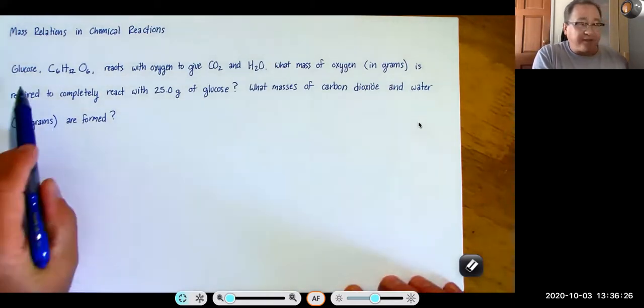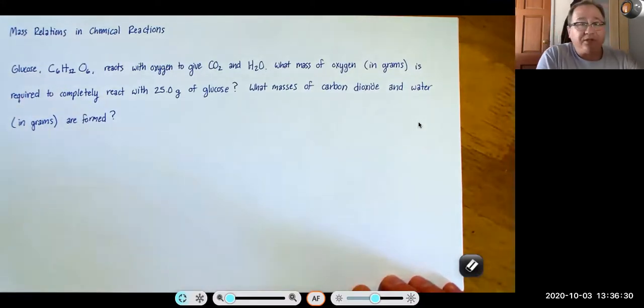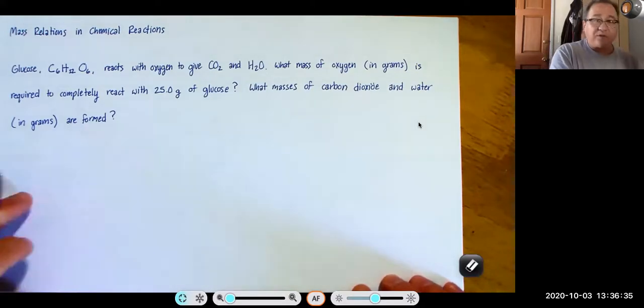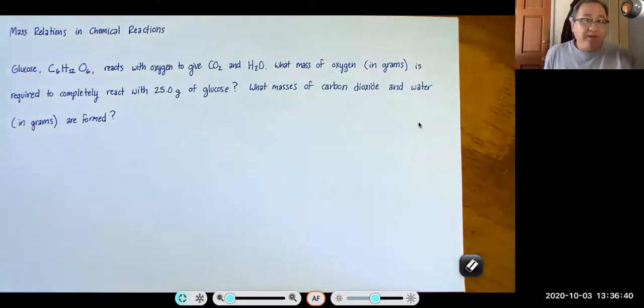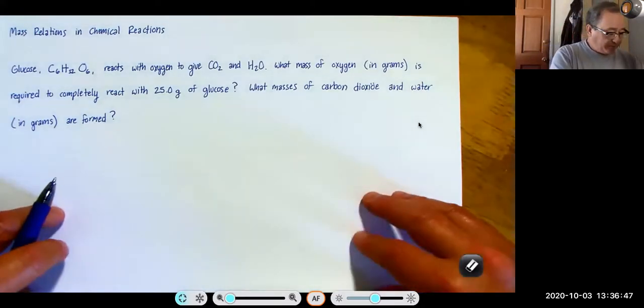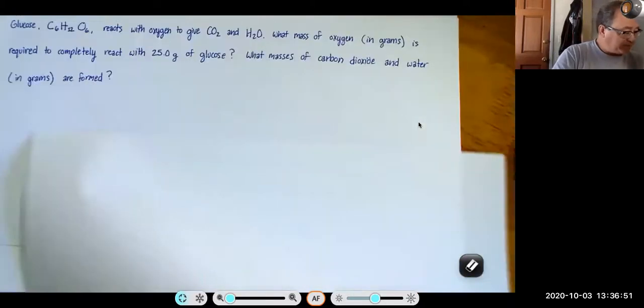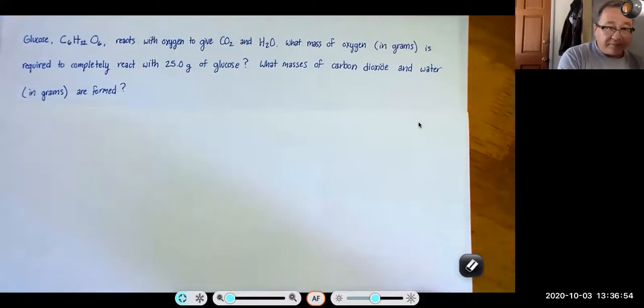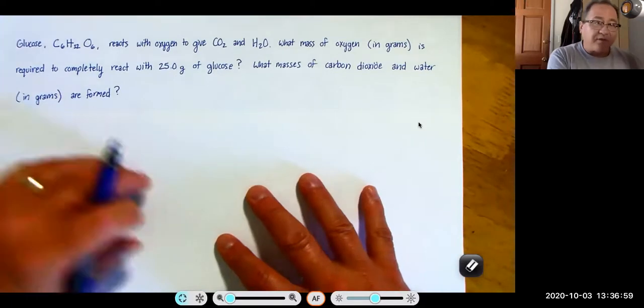So glucose, C6H12O6, reacts with oxygen to give CO2 and H2O. What mass of oxygen is required to completely react with 25 grams of glucose, 25.0 grams? What masses of carbon dioxide and water are formed? Okay, so I have a blank sheet of paper underneath here, and I'm going to give you some of how I would do this. But first, I'm going to give you a little background here.